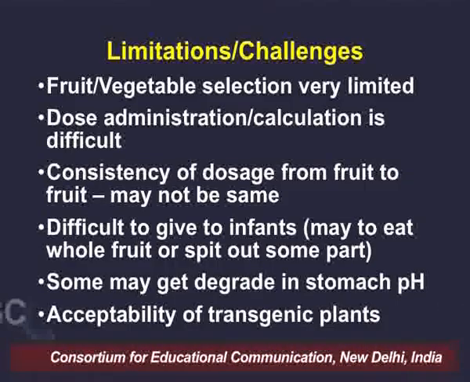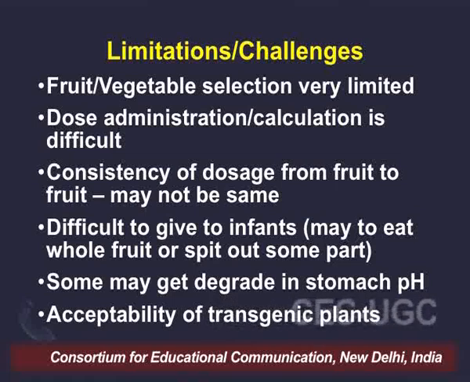Now it's very difficult to give to infants because infants may eat the whole fruit or may spit out some part of that particular fruit, which may again put a question on how much dose has been administered to that particular infant. Some antigens that are incorporated in the fruits may get degraded in the stomach pH, though the majority of the antigens are protected by the plant cell wall, which protects them from the acidic pH, but some antigens may be sensitive towards that pH and may get degraded in the acidic pH of the stomach.